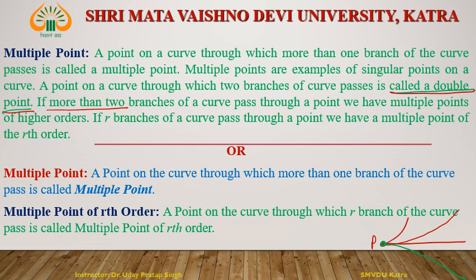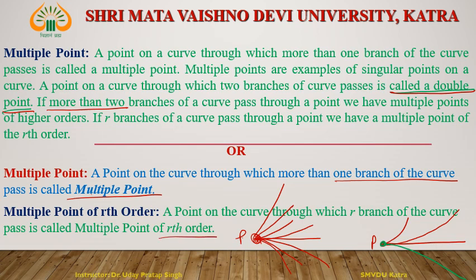Then in short, what is the definition of a multiple point? A point P on the curve through which more than one branch of the curve passes is known as a multiple point. If 2 branches pass, suppose these 2 branches pass, then this P is known as a double point. If 3 branches pass through this point, then this is known as a triple point. If r branches of the curve pass through this point, then this is known as a multiple point of rth order.